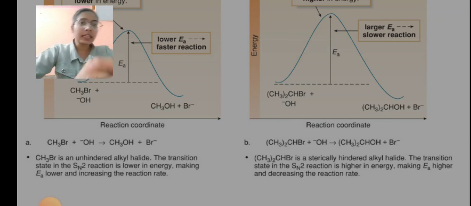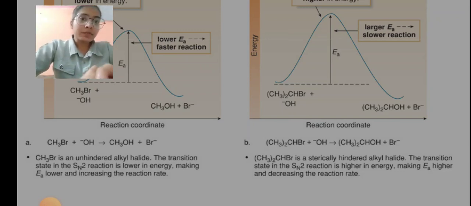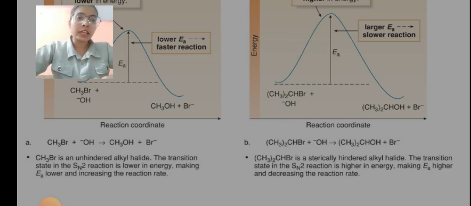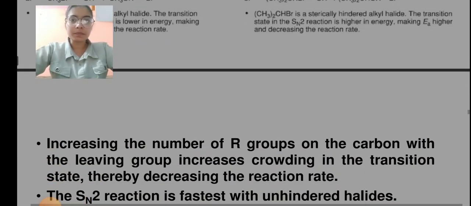B. Second example, here (CH3)2CHBr plus hydroxide ion forms (CH3)2CHOH plus Br negative. (CH3)2CHBr is a sterically hindered alkyl halide. The transition state in the SN2 reaction is higher in energy, making activation energy higher and decreasing the reaction rate.